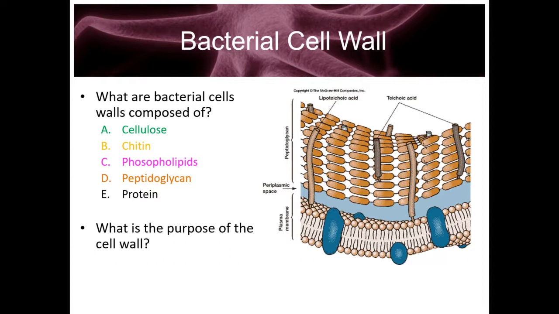Okay, so you're right. The cell wall helps maintain structure, helps maintain rigidity. It gives us rigidity, right? It's a protection.